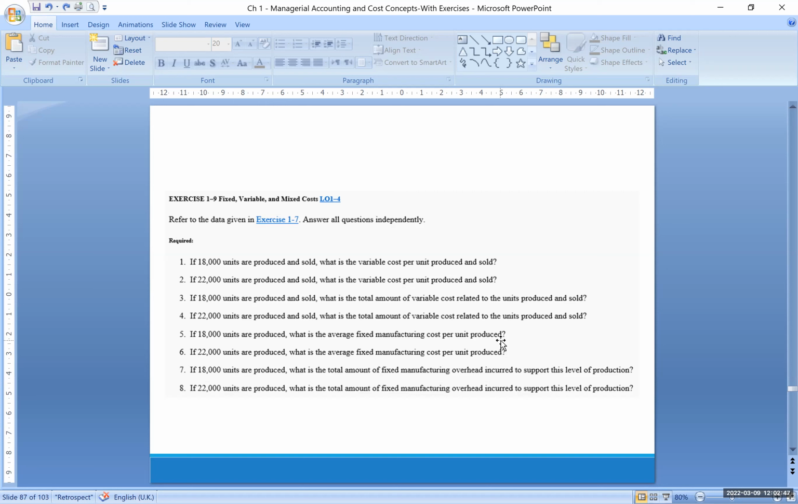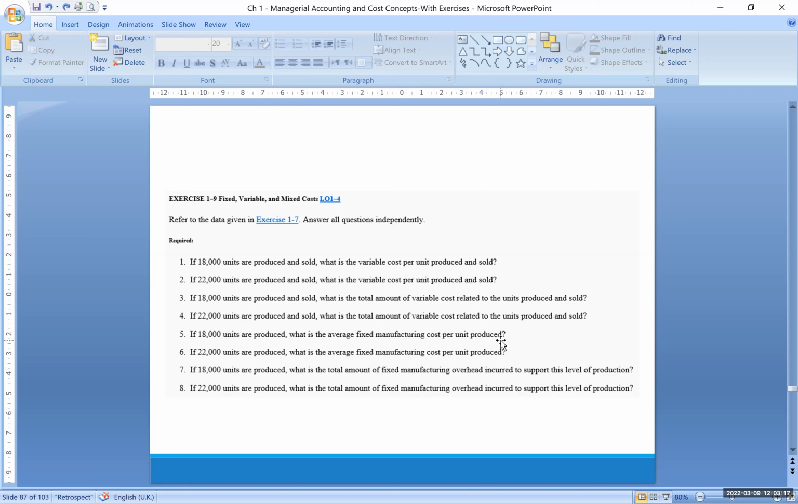Now, if we believe that the $100,000 is paid already for a level of 20,000, then we have to say, if we produce 18,000, the $100,000 will be divided or allocated to the 18,000. So the average will be $5.56 per one unit. If we produce more, then the fixed manufacturing overhead per one unit will be less, okay?